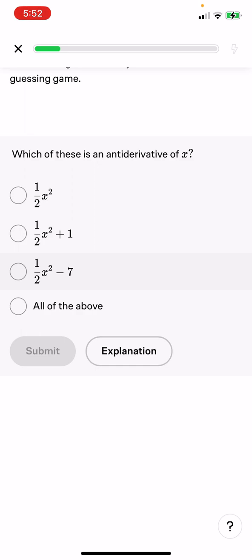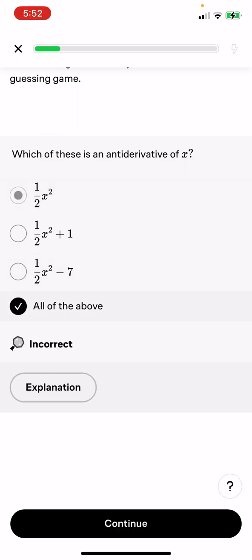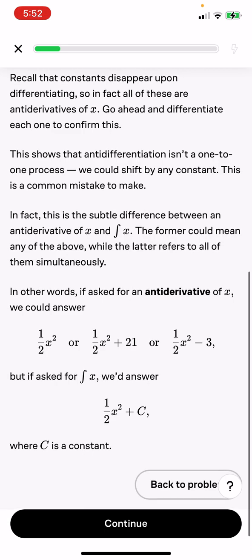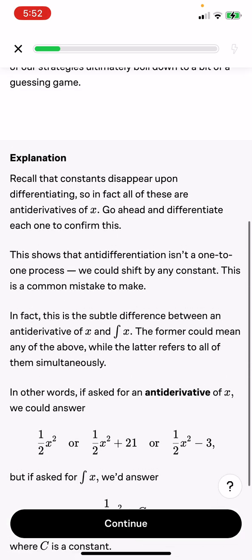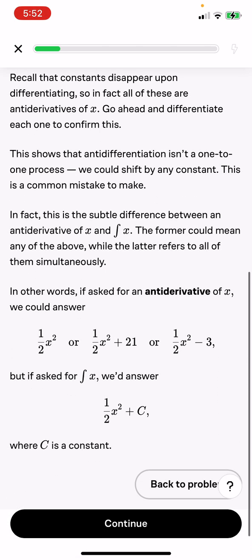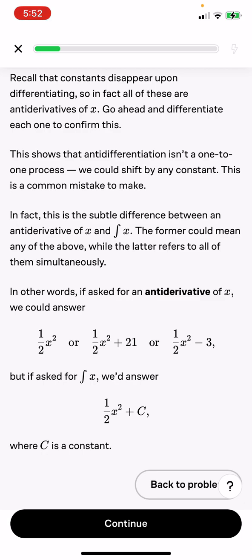It wouldn't be a plus, I believe. Yeah, it's gotta be all of the above, I guess. So since one, so yeah, plus c. We're calling that constants upon differentiating, so in fact these are all antiderivatives of x. Going ahead and differentiate each one to confirm this.